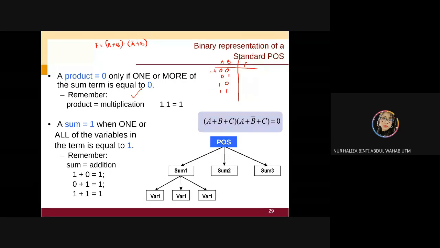First scenario, 0, 0 for A and B. So if it is 0, 0 here, you add here, and then you have another one, 0 bar plus 0. Here you get 0 plus 0, multiply with 1 plus 0, you will get 1. 0 multiplied with 1, your answer will be 0. So here will be 0.